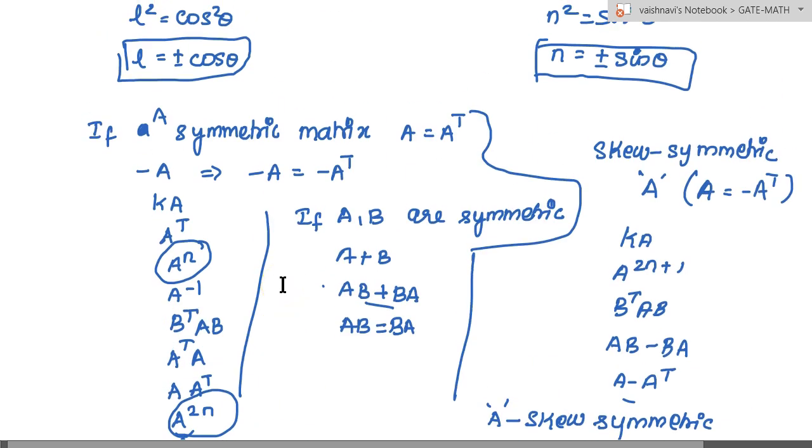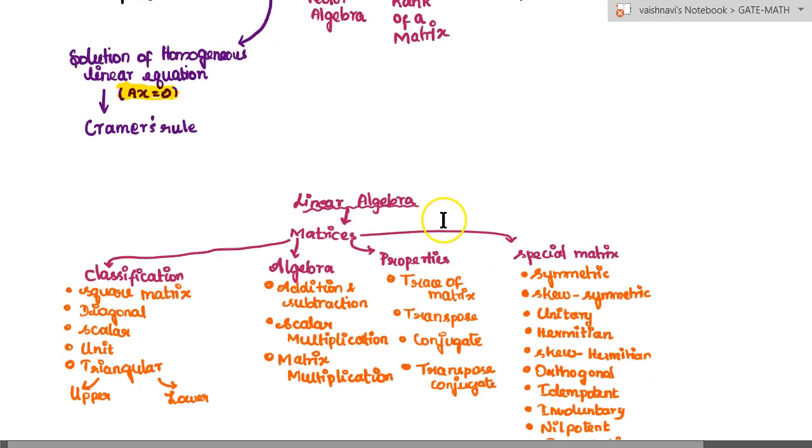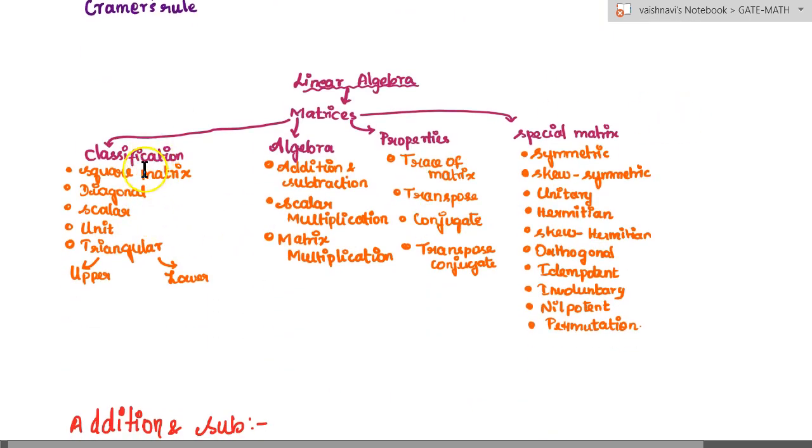This is what we have completed. See, on the roadmap, now we have completed this matrices and determinant part. I have completed the classification of matrices, algebra, properties and special matrices. On the classification part, we have seen all these things: square matrix, diagonal, scalar, unit, triangular and null matrix. On the algebra part, we have completed all these operations, and the properties of matrices we have seen, and all these special matrices also we have seen, and we have seen few problems.